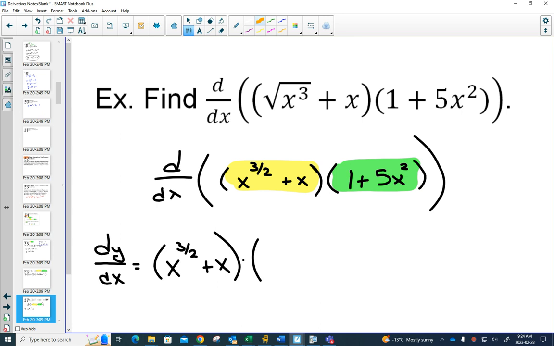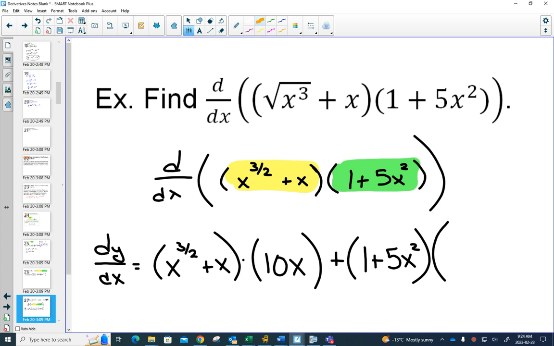Well, in the green, the derivative of 1 would be 0. So 5x squared, we can bring the 2 out in front, subtract 1 from the exponent, we would get 10x. Then add. Now keep the second one the same, multiplied by the derivative of the first one. So x to the 3 halves, I would bring my 3 halves out in front. Again, you're getting pretty good at subtracting by 1. Plus the derivative of 1x will just be 1.